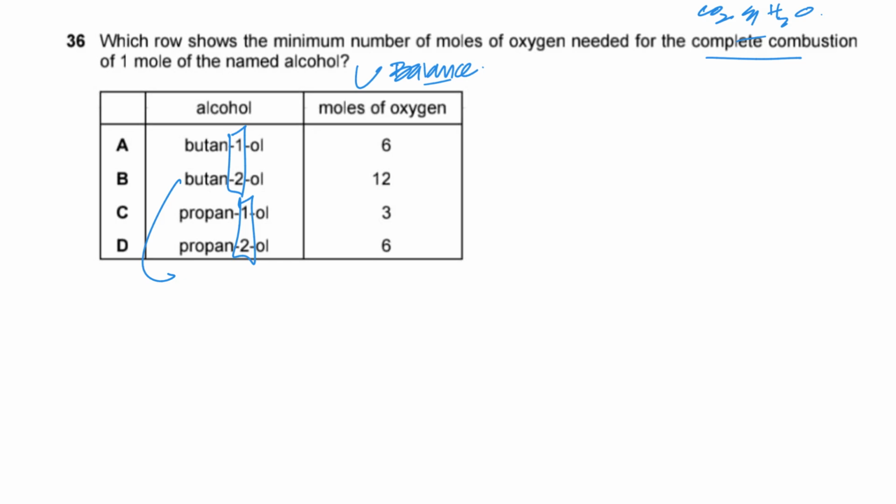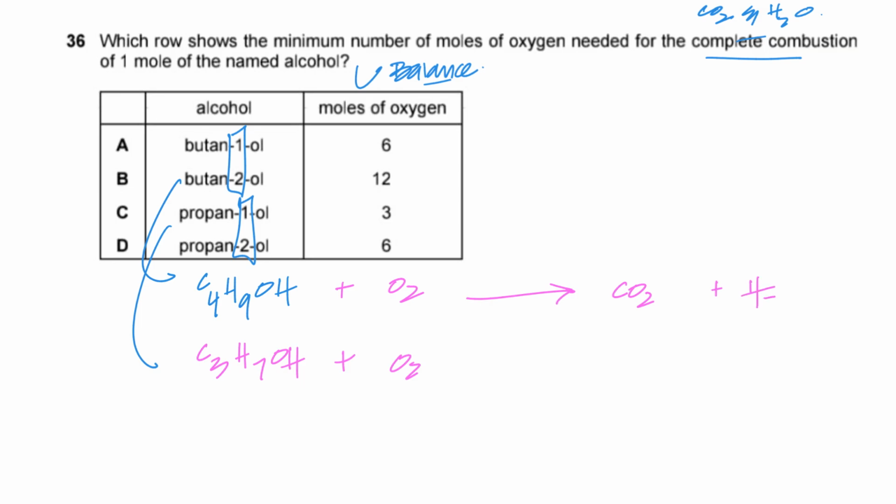So butan 1-ol, what's the formula for it? C4, but means 4 carbons, so C4H is twice the number of carbons plus 1, that's 9, and OH. Similarly, propanol or propan 1-ol, propan 2-ol, doesn't matter. Prop means 3 carbons, so hydrogens are twice the number of that plus 1, so that's going to be 6 plus 1, 7, OH. And what is going to happen? They're both going to react with oxygen and give you carbon dioxide and water and large amounts of energy.